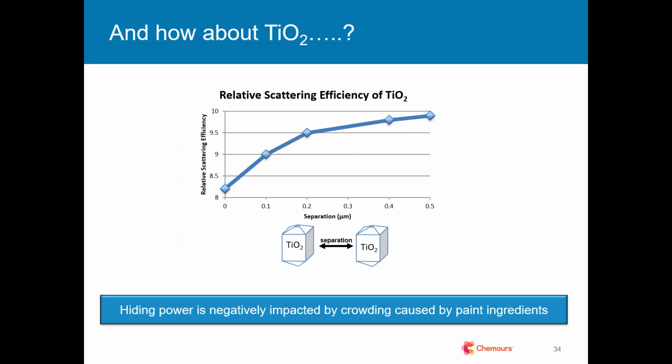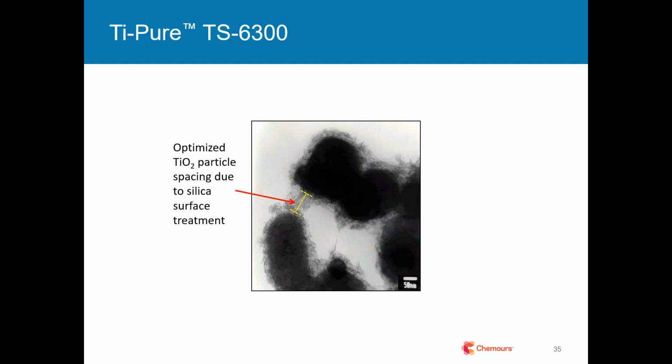Now, one last chapter. I see we are running out of time. So far, we talked about different things you can do with extenders. What about TiO2? You're listening to a webinar from a TiO2 supplier. So what can we do from our side? I will not repeat in detail the importance of the distance, but as I said, it was very important to keep the TiO2 particles away from each other. And that's what we do with our product TS6300.